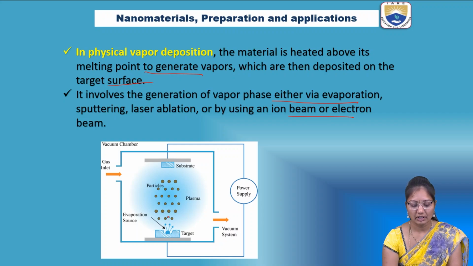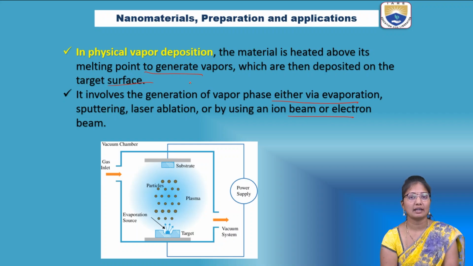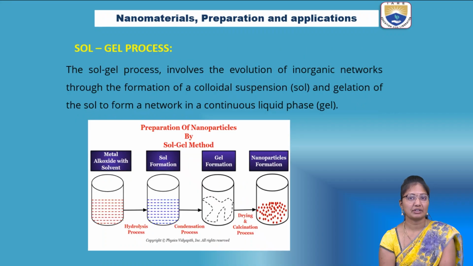By this process, if we see here, the material gets evaporated and then goes and deposits on the substrate layer. So the substrate or target surface is deposited with the nanomaterials by the use of this highly volatile material, which is heated up to above its melting point. This causes the vapor generation, which goes and deposits on the target surface.